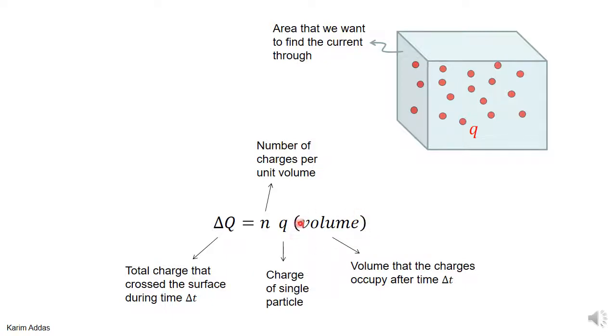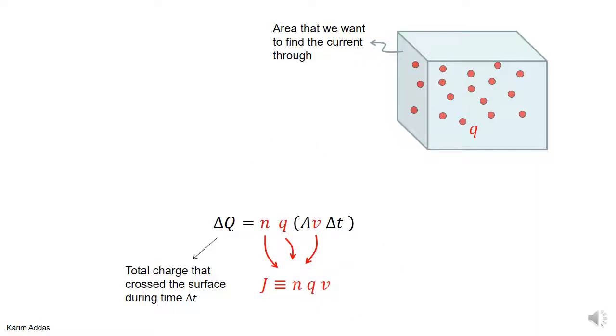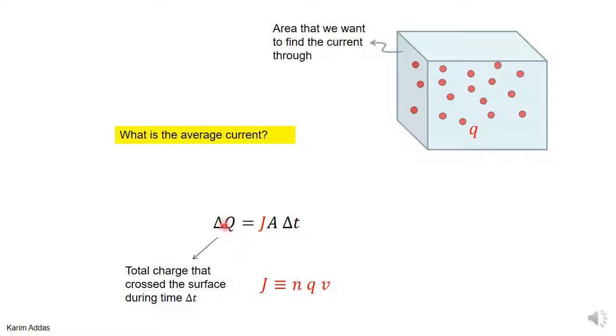Now the volume that the charges occupy, we already calculated this. So we can just substitute the volume as A v delta t. And this gives us a hint at how we're going to find an expression for the current. Before we do that, let's identify n q times v, and define these three things together. We'll call it J. J is the current density, and we'll talk about it a bit more later on. In terms of J, you can write the amount of charge that crossed the surface during a time delta t as J A delta t, and J is given by this product of three quantities.